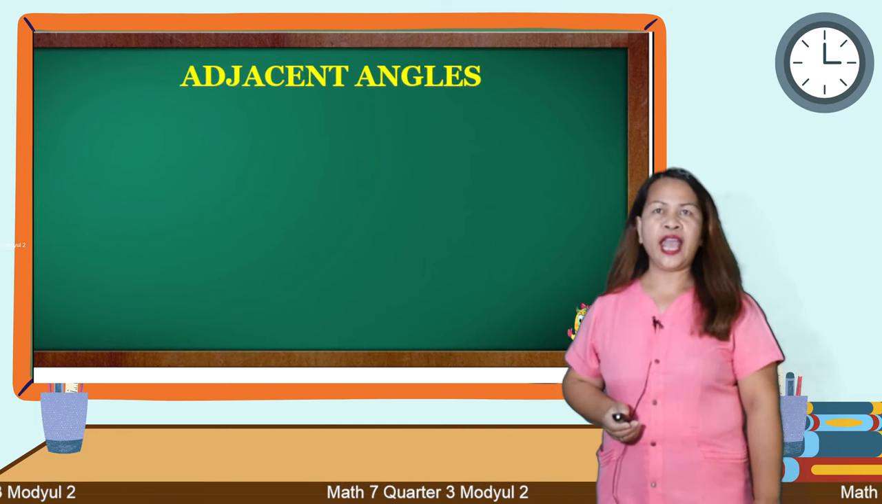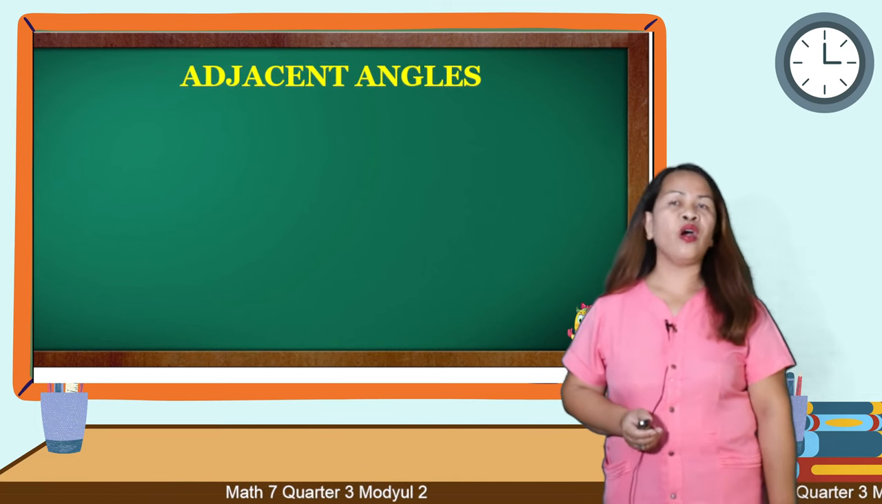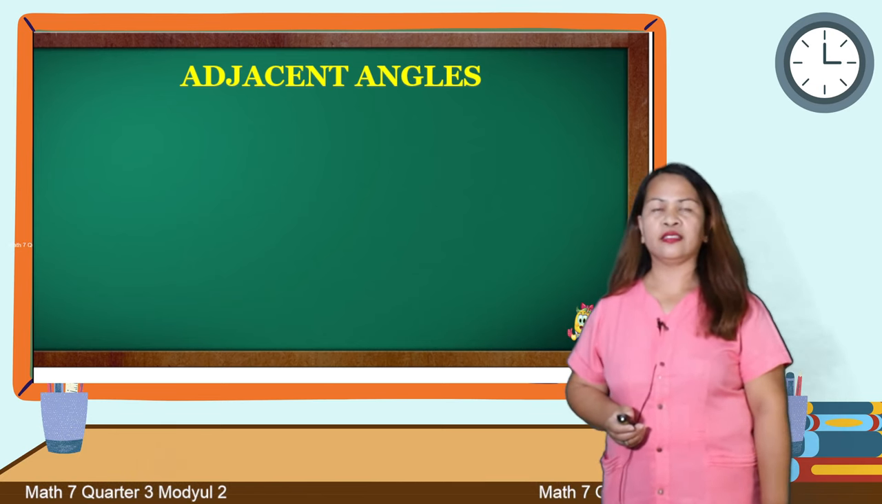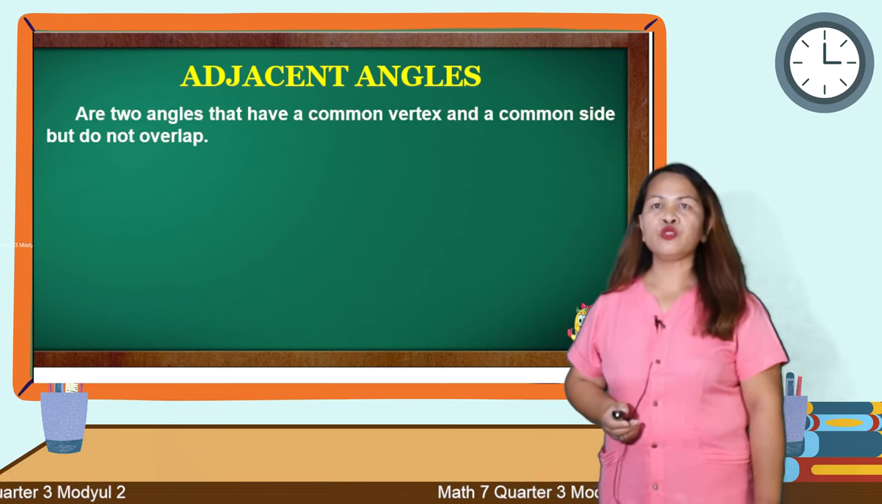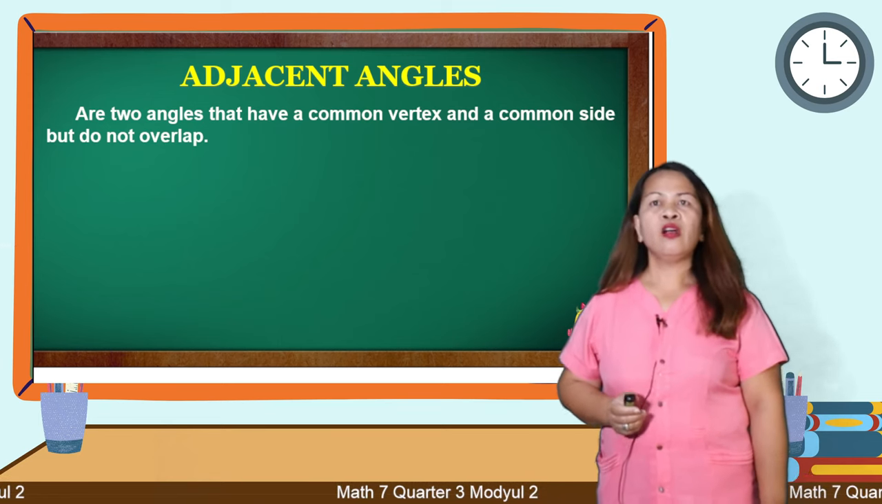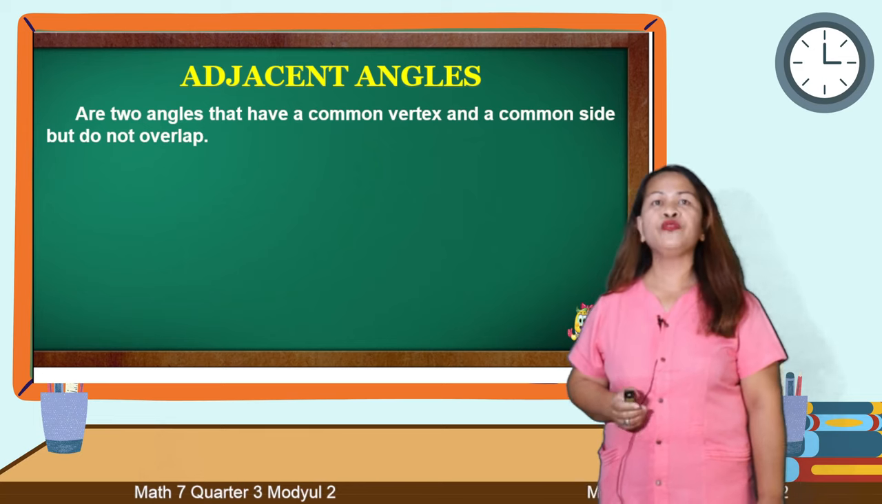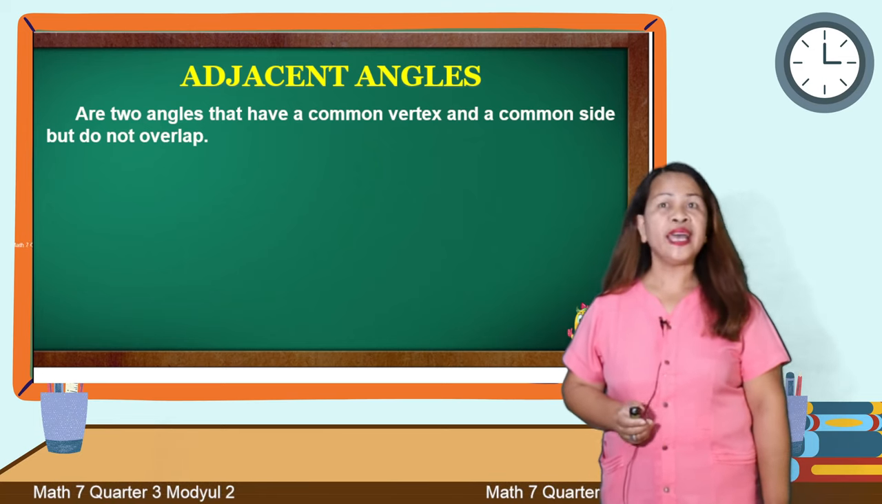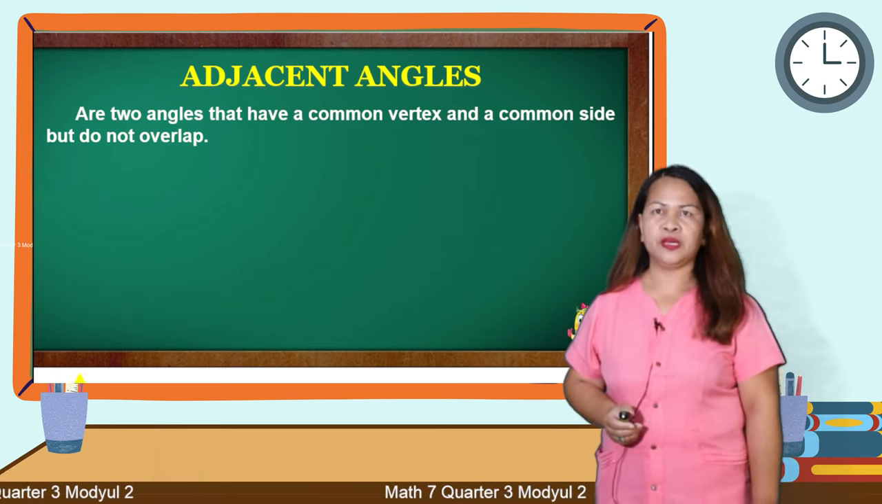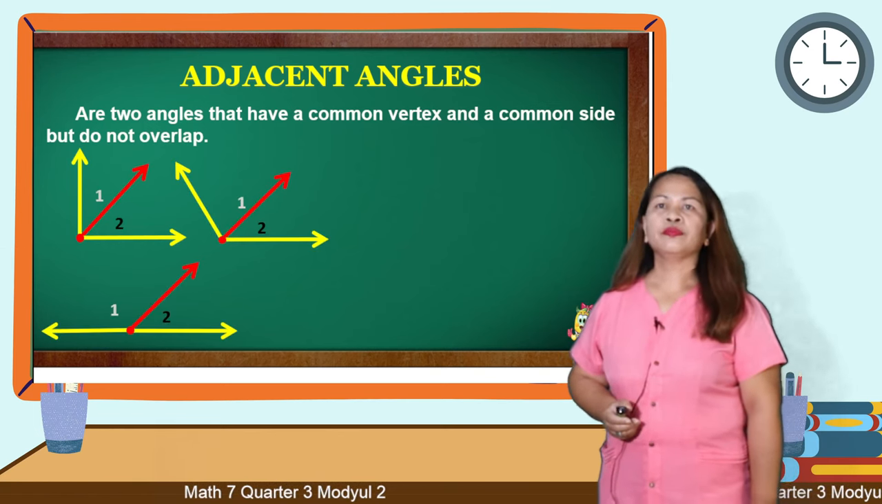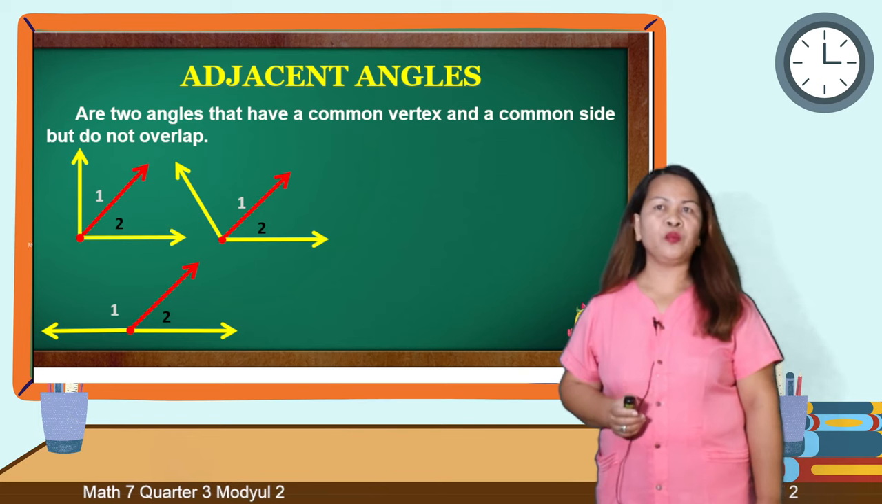Okay, so we have the different kinds of angle pairs. The first one is the adjacent angles. Adjacent angles are two angles that have a common vertex and a common side, but do not overlap. I have given here some examples. Take note, look at the examples.